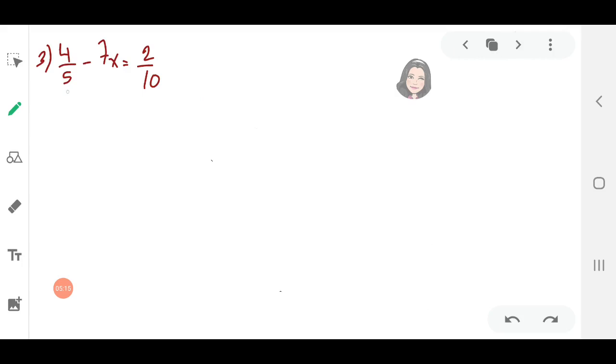Now, 4 over 5 minus 7x equals 2 over 3. I'll write that the minus 7x is a 2 over 10. 2 out of 10.